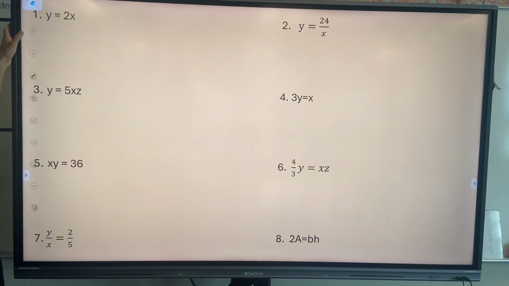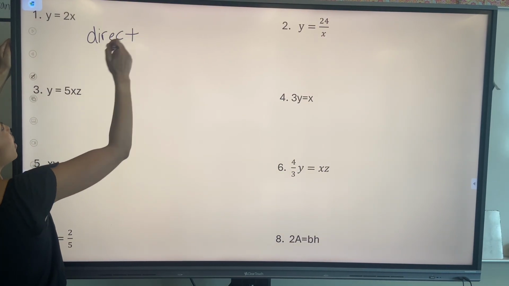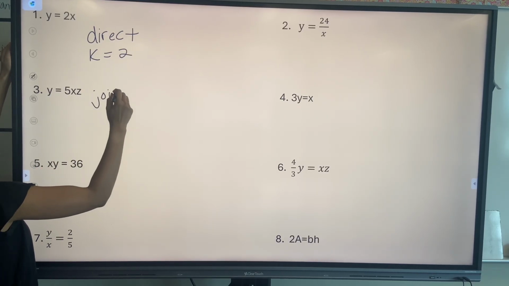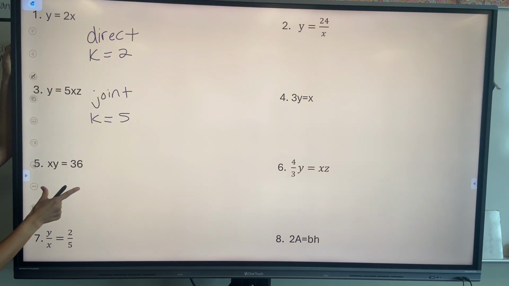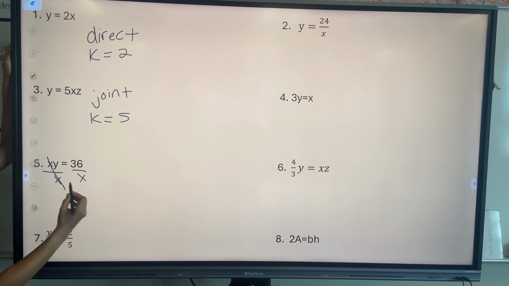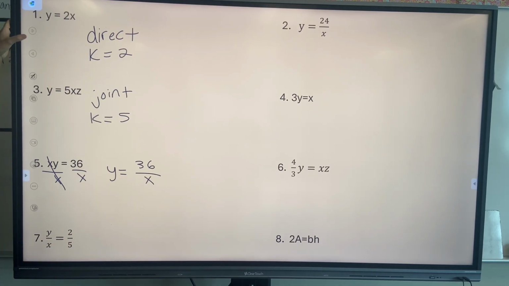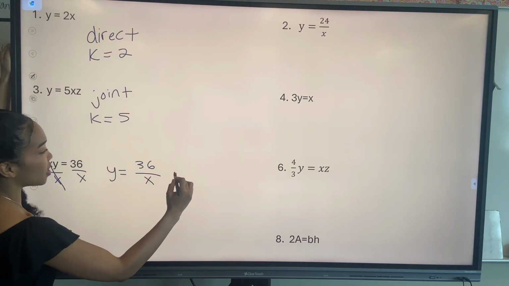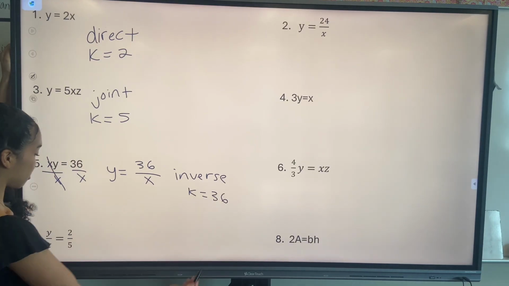All right, so for this example, I can tell that this is the direct variation, and your k value is 2. This is joint, and your k value is 5. Here we're going to have to do some algebra. You need to divide both sides by x. So you're left with y equals 36 over x. Which equation does that one look like? Inverse. So this is inverse variation, and your k value is 36.